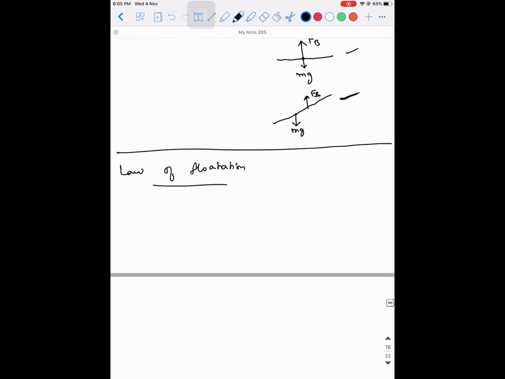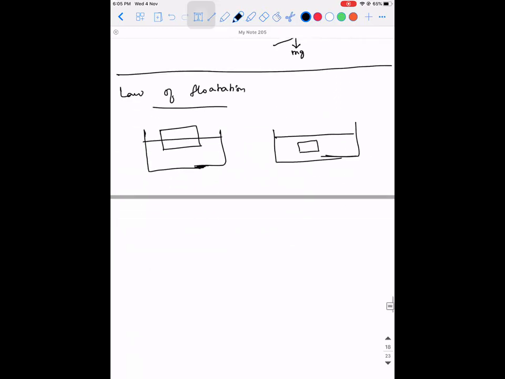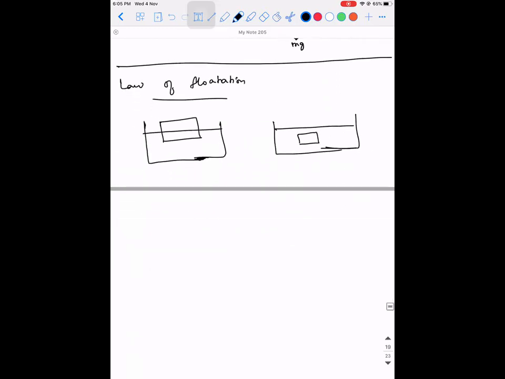So what they are trying to say is, if I have a liquid column like this, in one scenario I am immersing the solid like this. It is partially immersed. In the other scenario, it is completely immersed. Now try to understand.